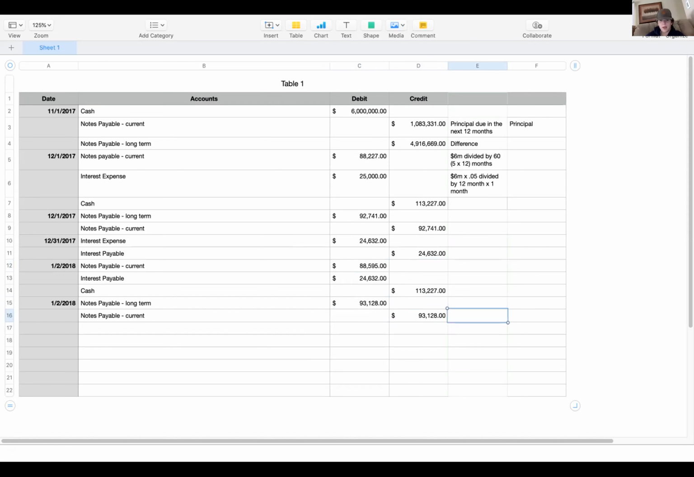So you're paying just the same amount every single month. That is the $113,227. But the way you get there changes each time, correct? Correct. Okay. So every month, this number is going to go down. This number is going to go up.